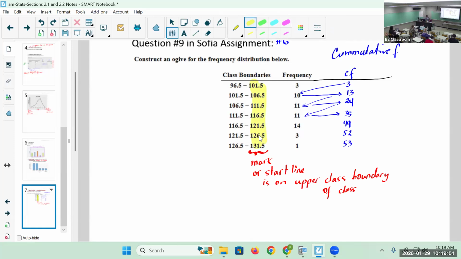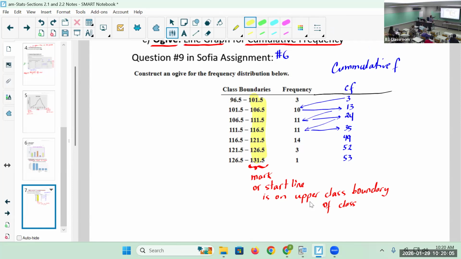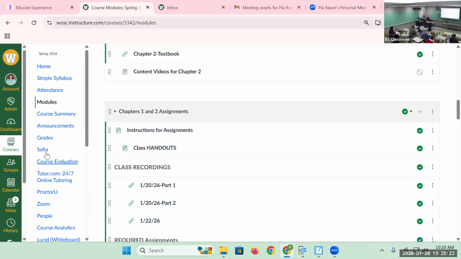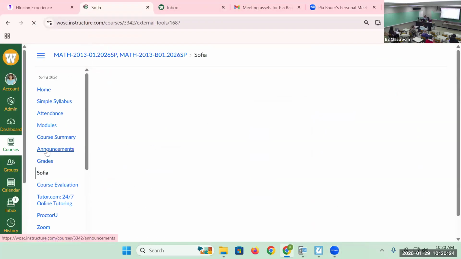I told you every graph has its own rules and distinctive differences, and that's what's going to happen in here. But we are going to look at problem number 9, and we're going to do it live. But I want to warn you, when I do that, it's going to change what these numbers are. But I wanted you to have this on your paper, so you write yourself a note and you remember what the cumulative frequency is. So I'm going to go to, I didn't make a video for this one. So we're going to go to Sophia, assignment number 6.